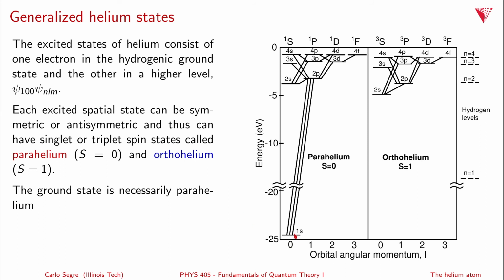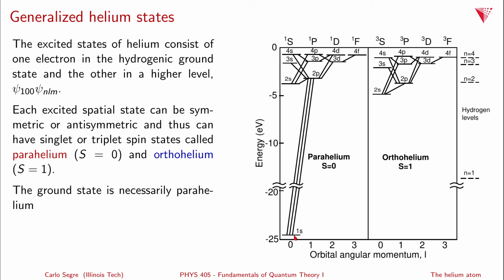So the ground state is by definition parahelium. And that is because if you have 1,0,0, 1,0,0, that's a symmetric wave function spatially. You must have an antisymmetric spin state, and that's the S equals 0 or parahelium. So that's sitting down here at a low energy.